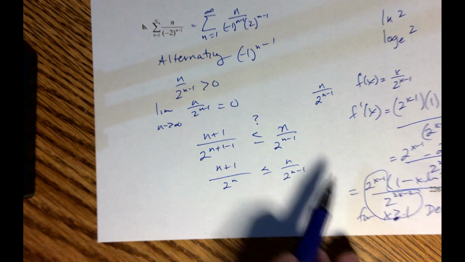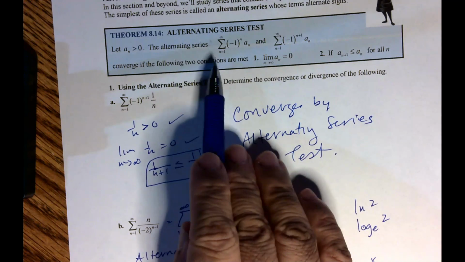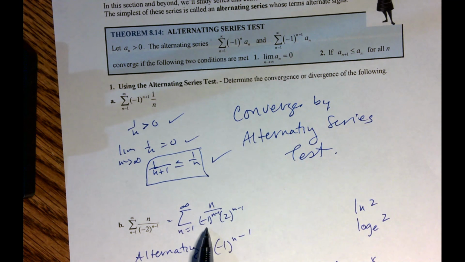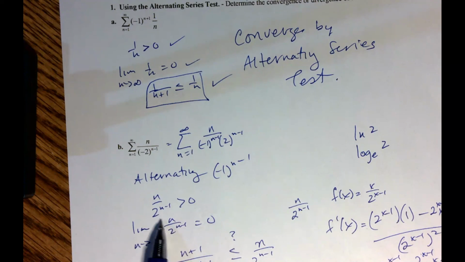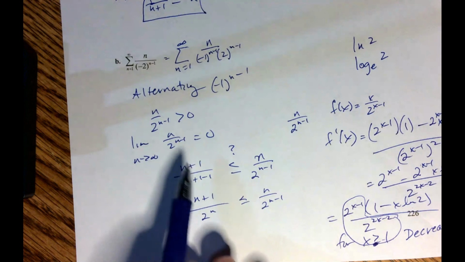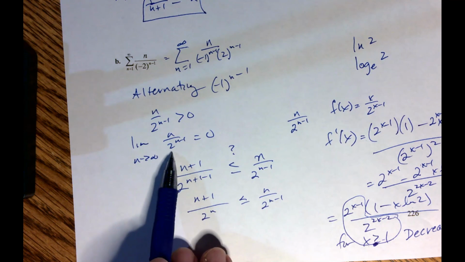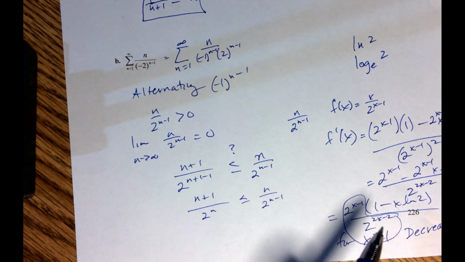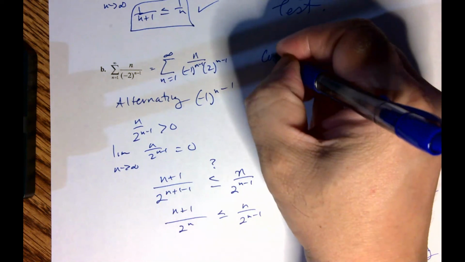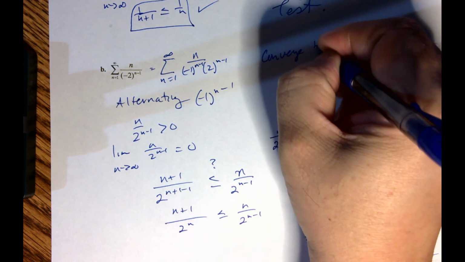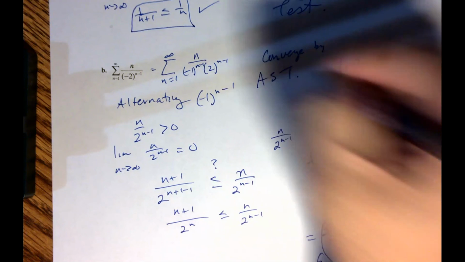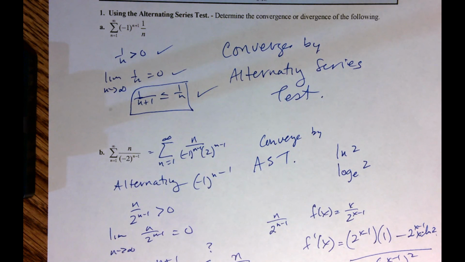Then, so we got what? We have it's an alternating series because of negative 1. We have it's positive because those terms are positive. We have the limit going to 0, right? You can use L'Hopital's rule or whatever. And I just showed that it's decreasing. So that means this converges. Converges by alternating series test. Okay, that's it. Wow.